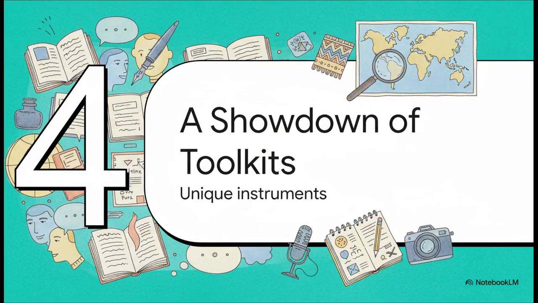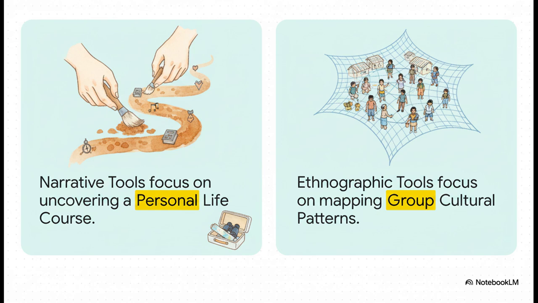Okay, so how do these researchers actually get all this information? As you can probably guess by now, their toolkits look pretty different from each other. So you can think of narrative tools as being like these delicate archaeological brushes, right? You're carefully uncovering a personal life course, layer by layer. But ethnographic tools, they're more like a full-on survey kit. You're casting a really wide net to map out those broad group dynamics and cultural patterns.